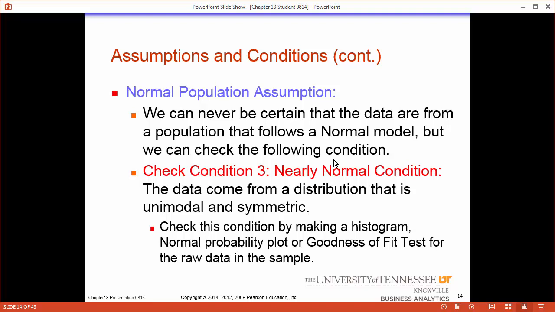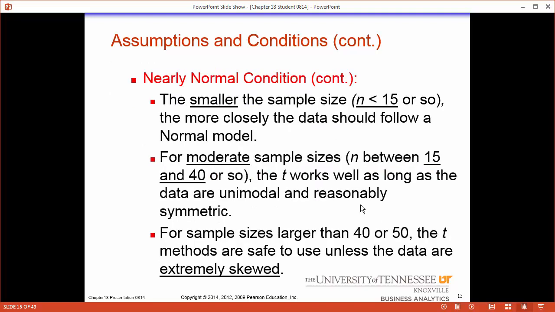Next, we have the nearly normal condition. The nearly normal condition states basically that our sample size is large enough. We could do the nearly normal condition with a goodness of fit test on the histogram, but we don't need to do that if the sample size is large enough. Now the rules we have here are for small samples, it needs to look pretty normal.